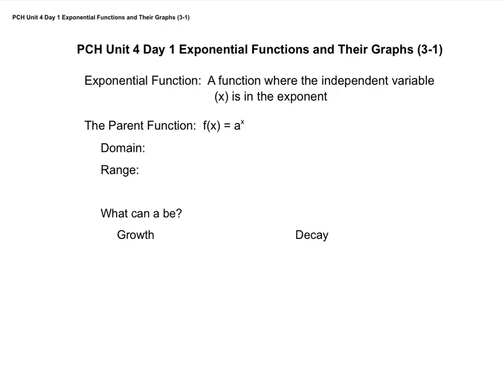There are some stipulations as to what a has to be. A is, first of all, just a real number. But a has to be greater than 0. It's got to be positive. Okay, it also can't equal 0, or else you just have a constant, a horizontal line at 0. But also, a cannot equal 1. All right, a cannot equal 1.